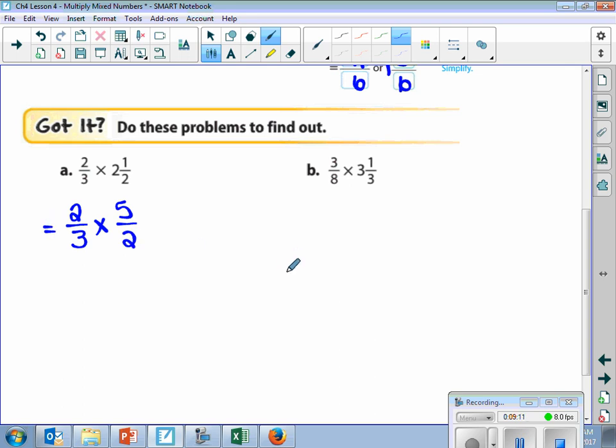Now, before we multiply, we will simplify. So can I simplify? Yes, we can. Very good. So the 2 and the 2, we can factor out a 2, right? So 2 divided by 2 is 1 down there, and 2 divided by 2 is 1 up there. And now we're going to multiply straight across.